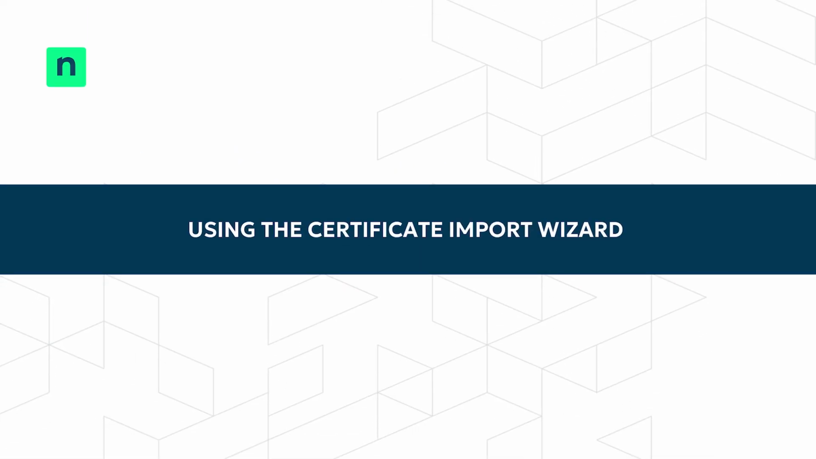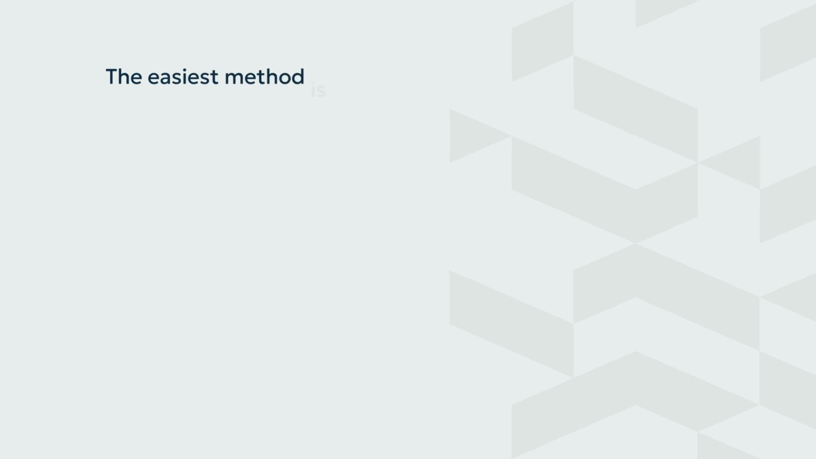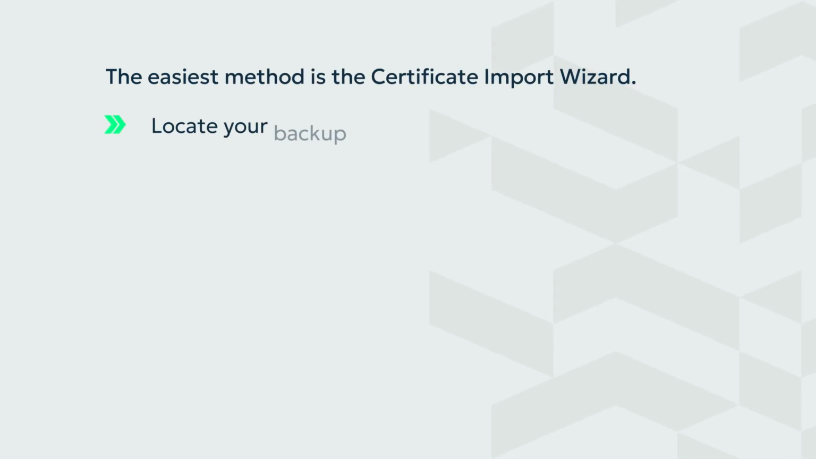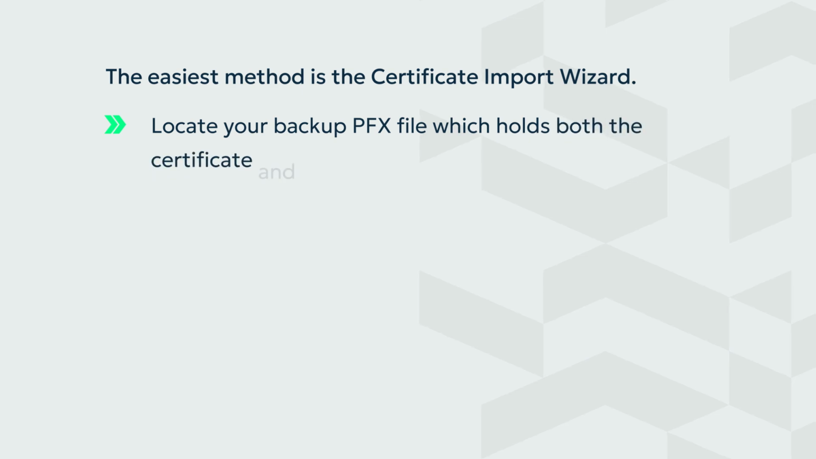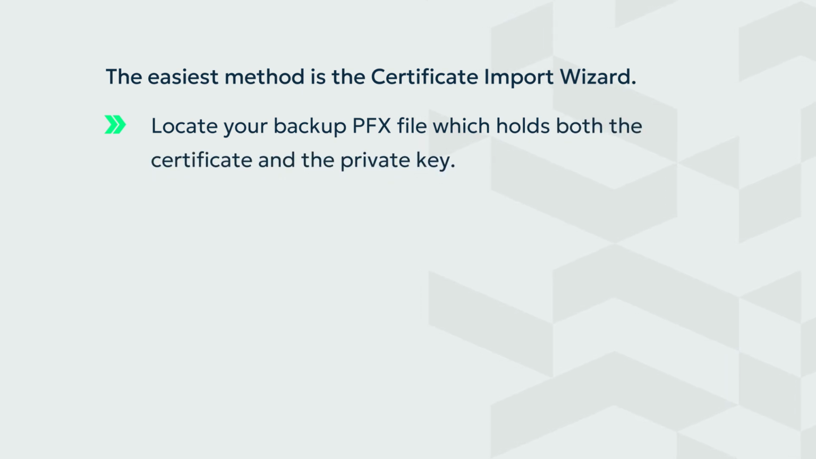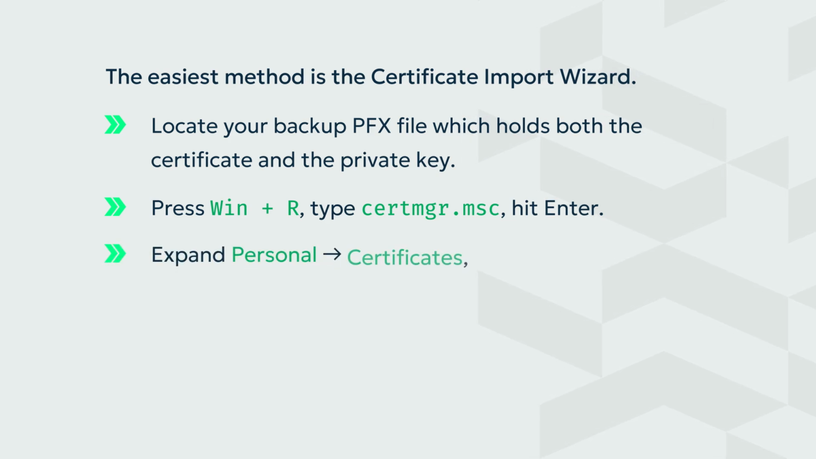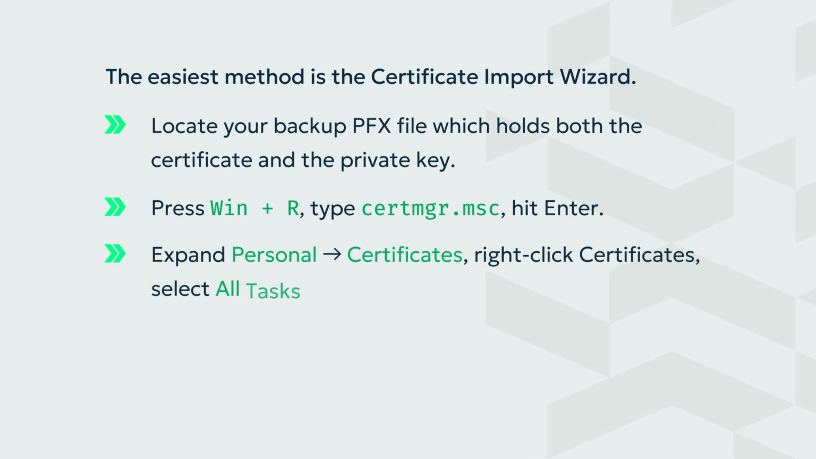Using the Certificate Import Wizard. The easiest method is the Certificate Import Wizard. First, locate your Backup Personal Information Exchange, or PFX file. This file holds both the certificate and the private key. Press Windows key plus R, type certmgr.msc and hit Enter. In the Certificate Manager, expand Personal, Certificates, right-click Certificates, and select All Tasks, Import.